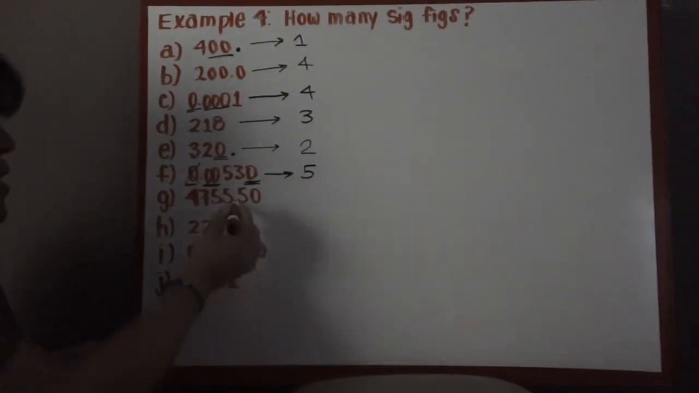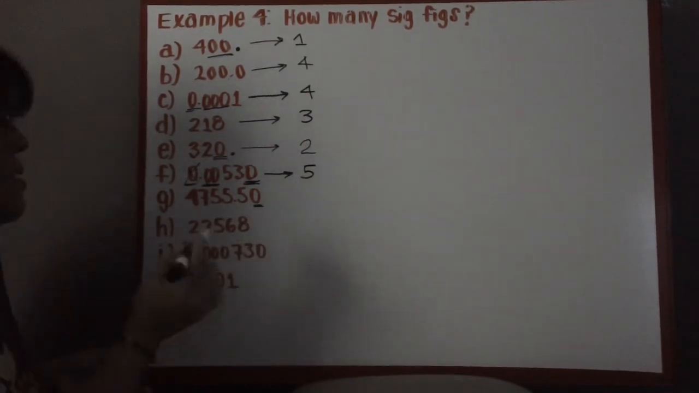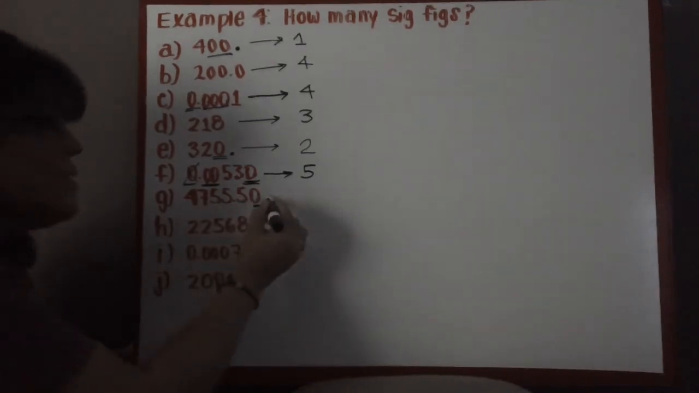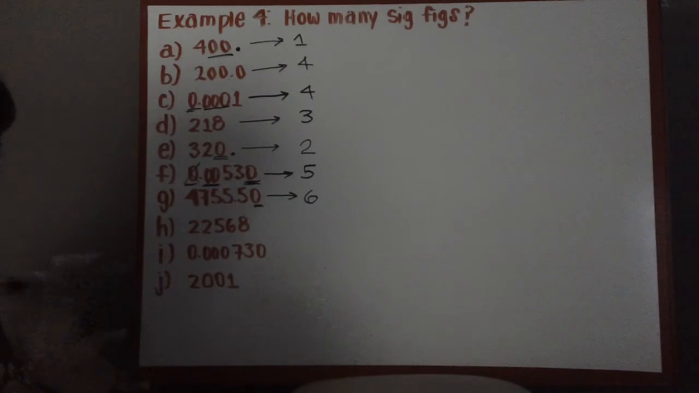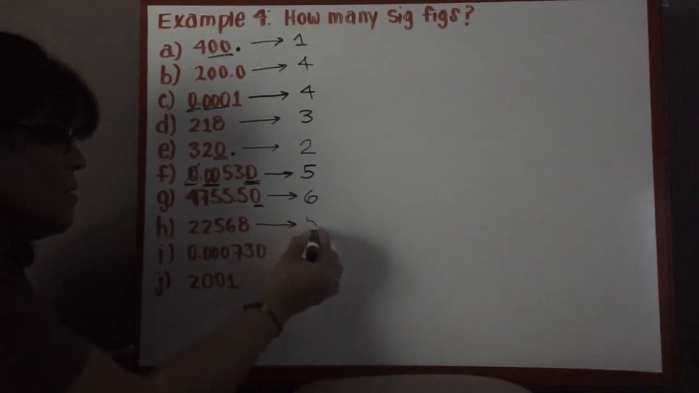Okay, and over here the same thing. This is significant because it's at the end and to the right. So altogether we have 1, 2, 3, 4, 5, 6 significant digits. This one, once again, is easy. There's no zeros, so we have 1, 2, 3, 4, 5 significant digits.